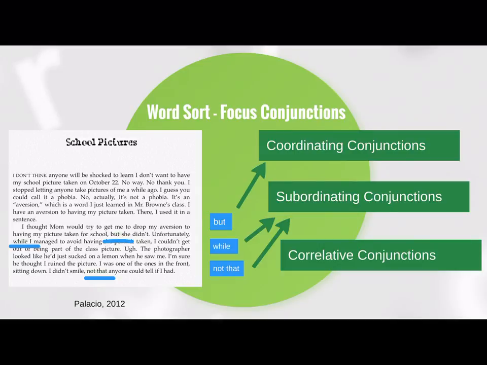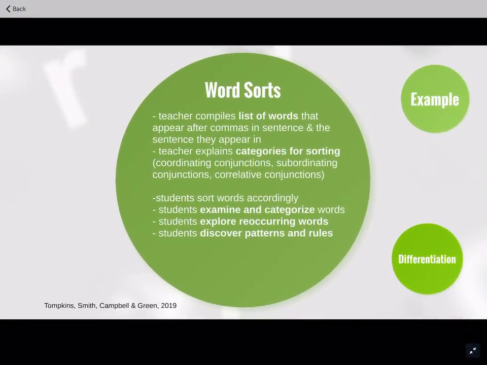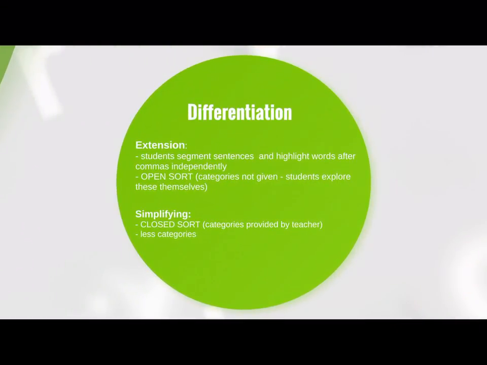This is only a very small segment from which the teacher can create 3 cards of words that need to be sorted. The students can use the context to help them decide what type of conjunction it is and to sort accordingly. In terms of differentiation, this activity can easily be changed from an open to a closed sort and vice versa. To extend students, the open sort variation can be used, which means that the categories are not given, but that the students explore the relations themselves and develop their own explanations and rules. For students who need a little bit more assistance, the categories can be provided by the teacher, making it a closed sort activity.